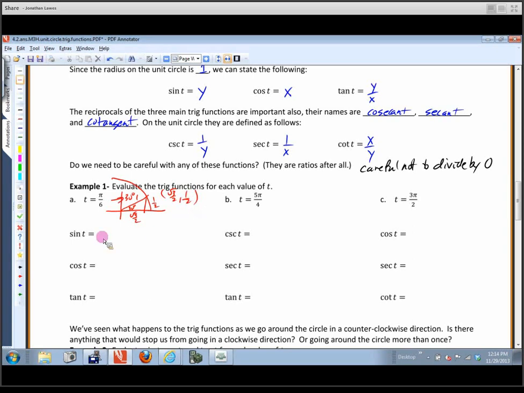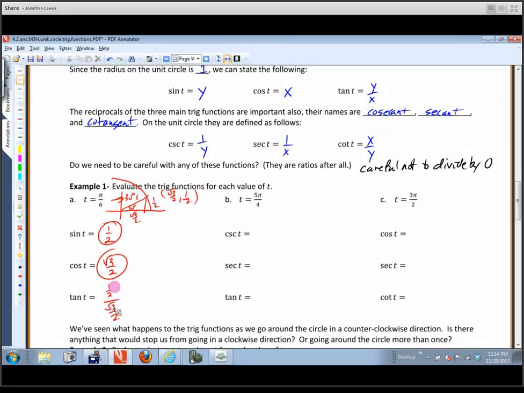Literally, the sine is just the y-coordinate, so that's going to be 1/2. The cosine is just the x-coordinate, so that's going to be radical 3 over 2. Got that one taken care of. And the tangent is going to be the y-coordinate, which is 1/2, over the x-coordinate, which is radical 3 over 2.